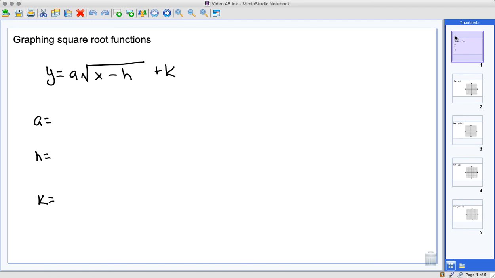All right, this next chapter is all about square root functions. Okay, so the first thing we're going to do is graph square root functions. Okay, so this is your general form of a square root function.